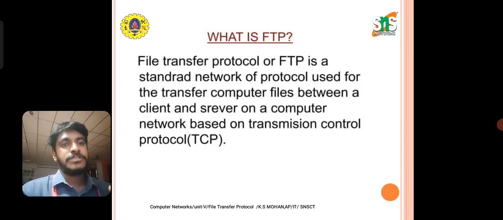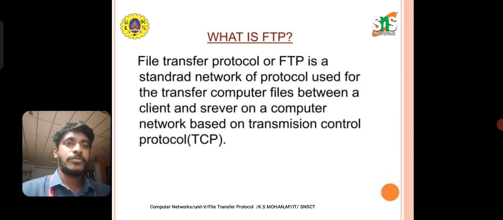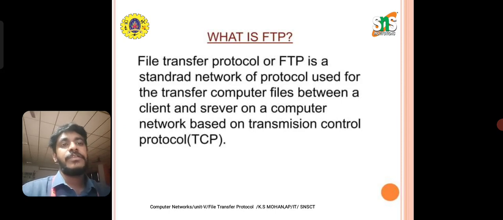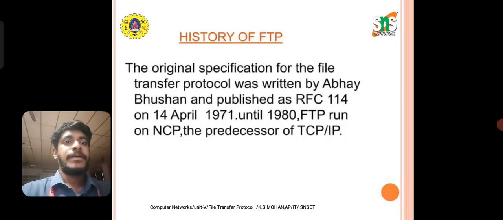We all know what a client is and what a server is. Suppose source node A is considered a client and node B is a server. In the transaction between the client and server, some rules and regulations should be followed. For that, the standard network protocol we use in computer networks is the FTP protocol, based on transmission control.